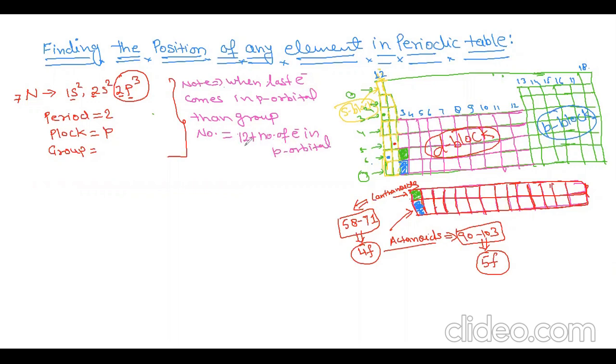Why are we adding 12 here? Because before the p block elements, 10 are the d block and 2 are the s block, so we are adding 12 here. Okay, now here the group number is equal to 12 plus the number of electrons in p, which is 3. This is the rule for the p block elements, so this is group number 15. Similarly, we are taking one more example.